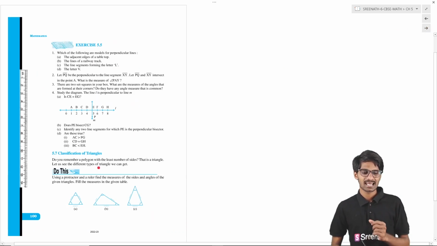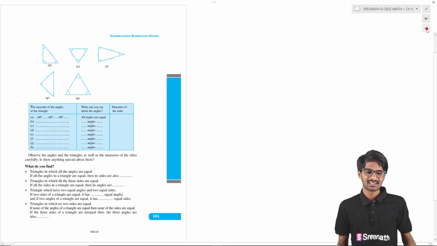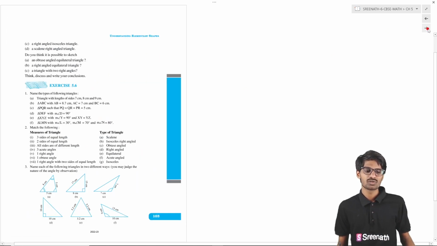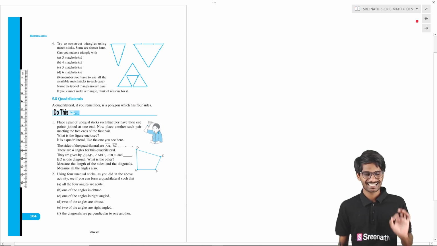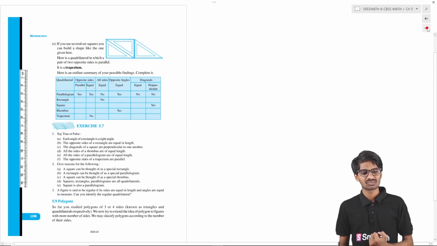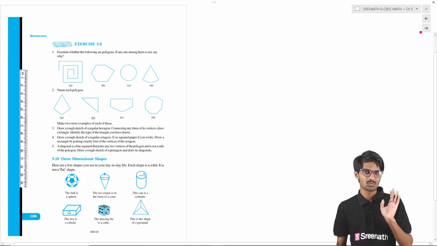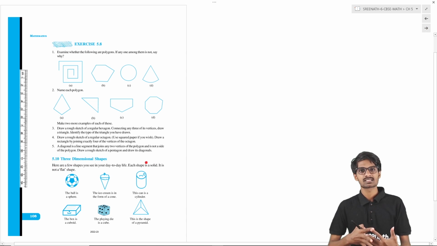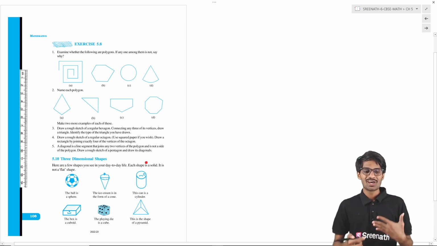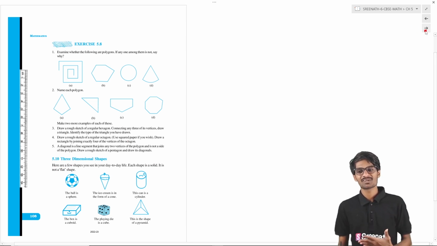Next is the classification of triangles. After that we are going to discuss quadrilaterals, and then polygons. And the last and most important thing is three-dimensional shapes. Until now we have discussed two-dimensional shapes. Now we are going to discuss three-dimensional shapes students.